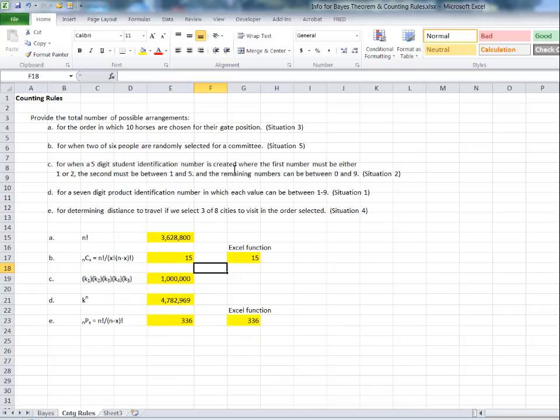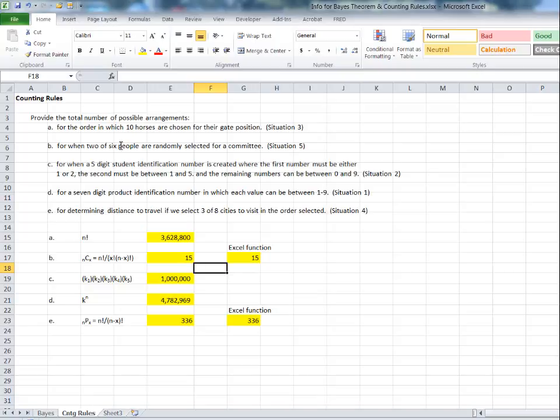And these are just basic ways of finding the number of different arrangements that could occur under different conditions, situations. And let's just look at the possible arrangements for the order in which 10 horses are chosen for their gate position. So let's say you for some reason really want gate 4. Well, what's the probability that you would get gate 4?